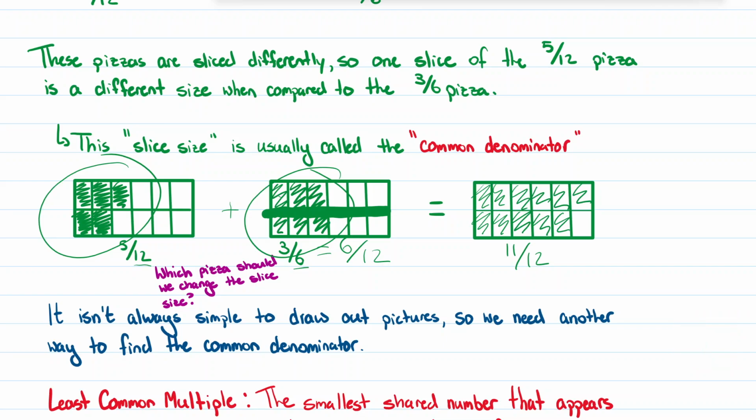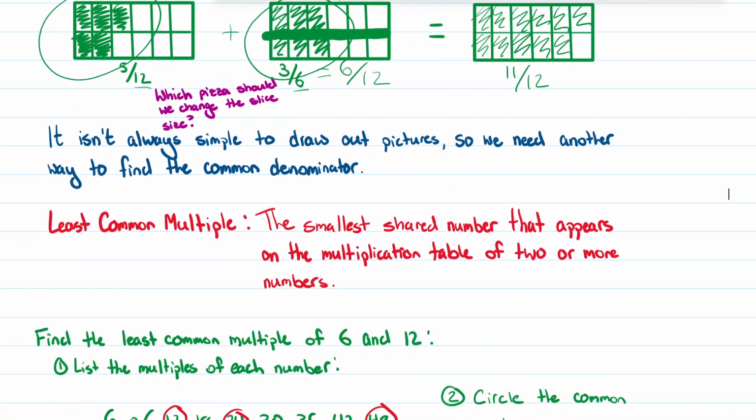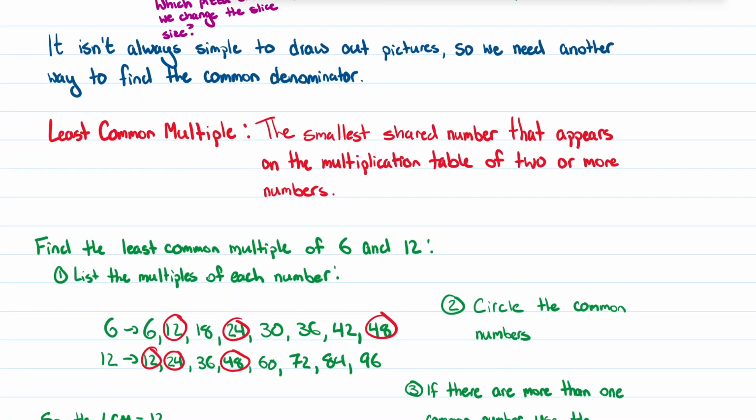So we have a way, like I said before, it's called the least common multiple. The least common multiple is the smallest shared number that appears on a multiplication table of 2 or more numbers. Well, what does that mean? Let's take a look. We've got 2 multiplication tables here, kind of. I've just written them out in a list.